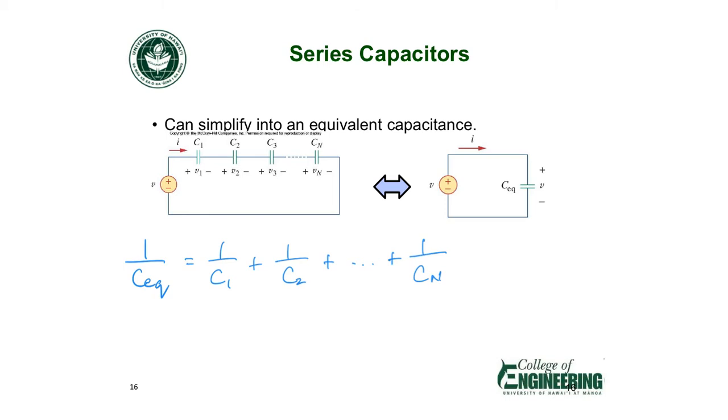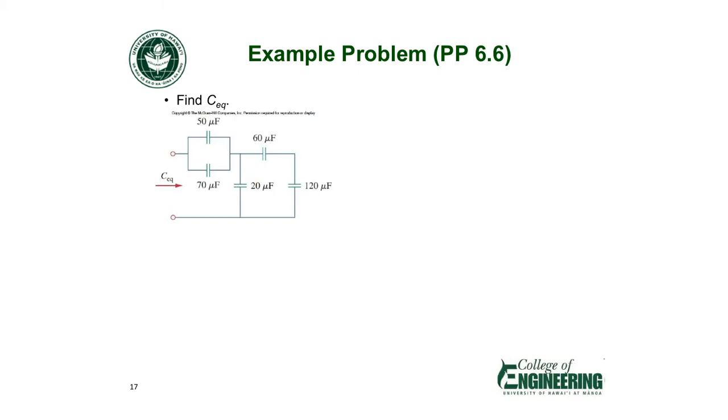Okay, so let's use these methods of simplifying capacitors in an example problem. So given this circuit, or a network of capacitors, find the equivalent capacitance.